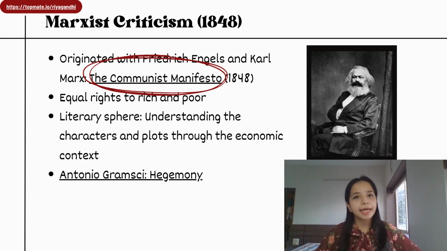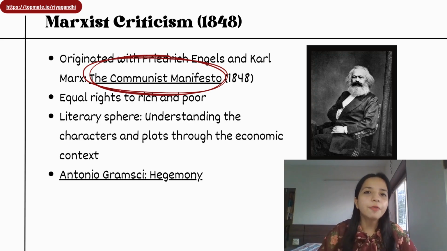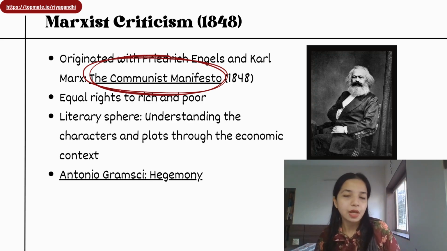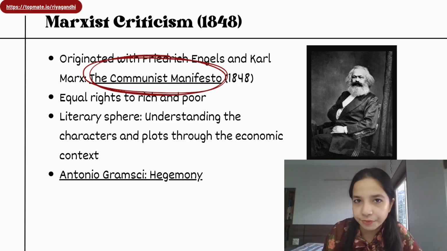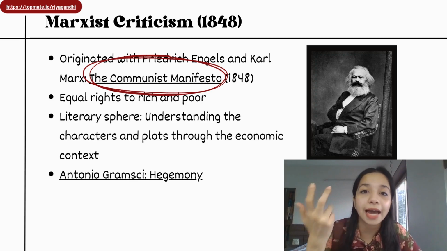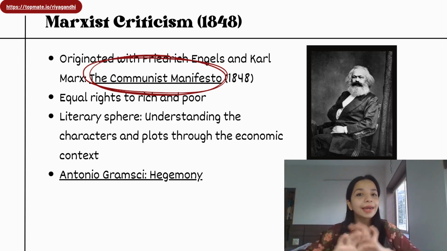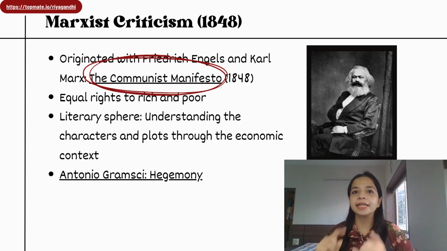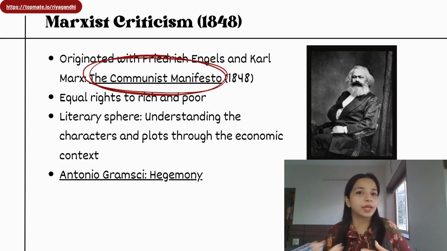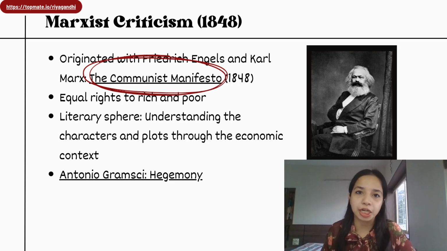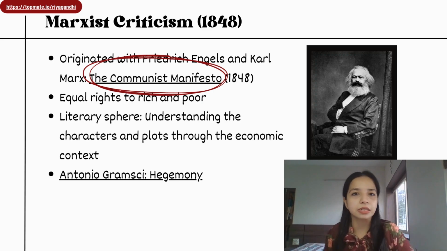Marxism, as an inherently political movement, focuses mainly upon equality between the rich and the poor. And when it comes to the literary sphere, it focuses upon understanding the characters and their actions in the background of the economic context. So understanding their class, their socio-economic backgrounds, where they are coming from, where they are living, all of those things have to be taken into consideration as a Marxist literary critic.